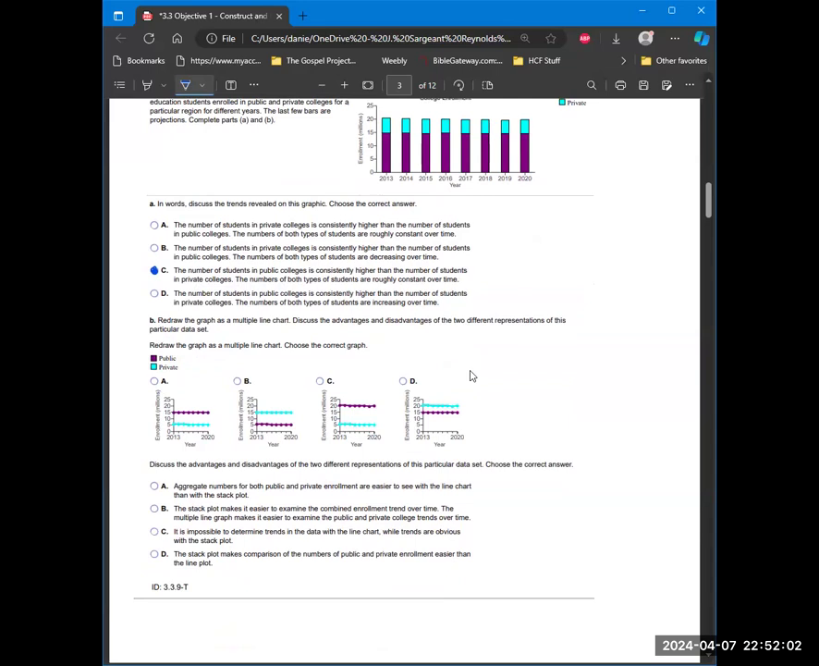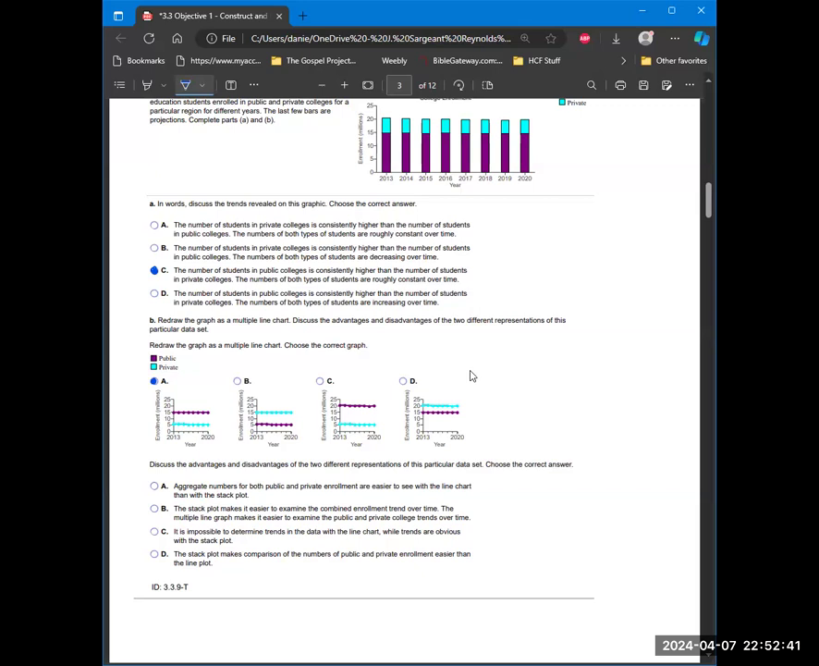Discuss the advantages and disadvantages of the two different representations of this particular data set. So we would be looking at 15 to 20, there is an interval of 5. And the purple goes from 0 to 15. So we would have A as our correct answer here, where the blue is 5 and the purple is 15.